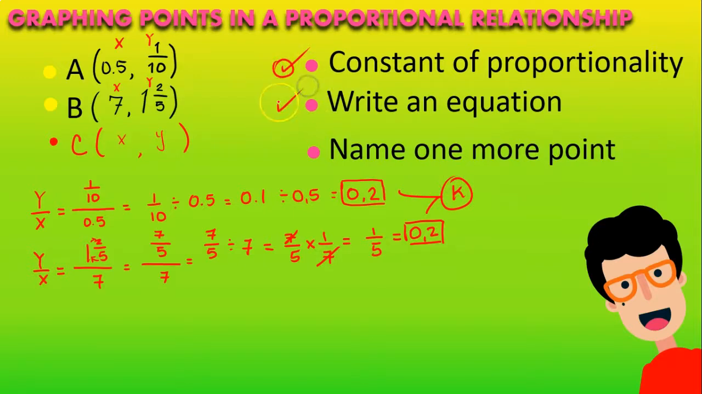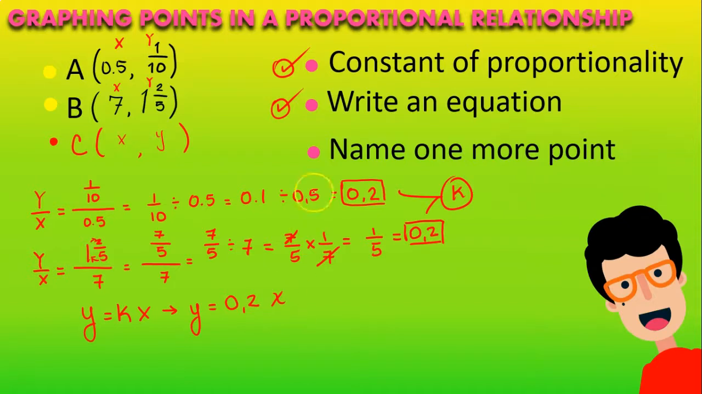What about the second step? Writing an equation. In order to write the equation, you know that y is equal to k times x. So you just rewrite it with the value of k that we just found. Y is equal to 0.2 times x.